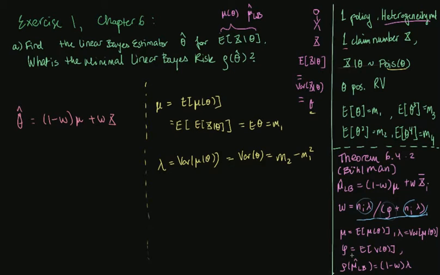The next thing we want to find is the phi, which is given by the mean of v of theta, where we recall that v of theta is the variance of x given theta. And since x given theta is Poisson distributed, we once again have that the variance is just theta, and this is just equal to m1.